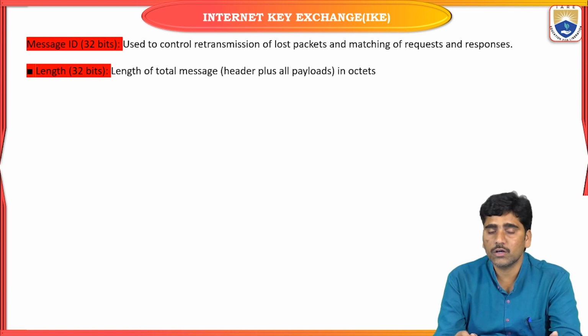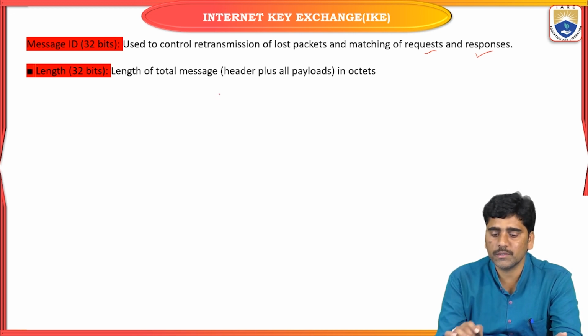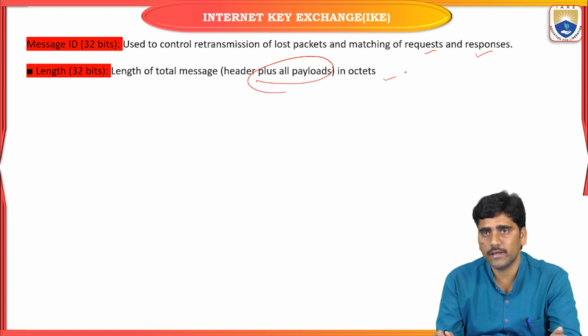Message ID is a 32-bit field. It is used to control retransmission of lost packets and matching of requests and responses. And length is a 32-bit field. It is the length of the total message, header plus all payloads, in octets.